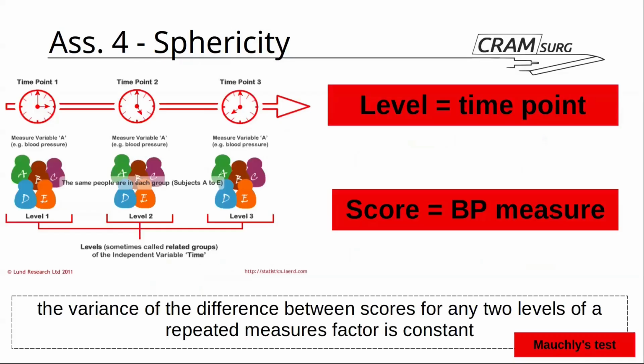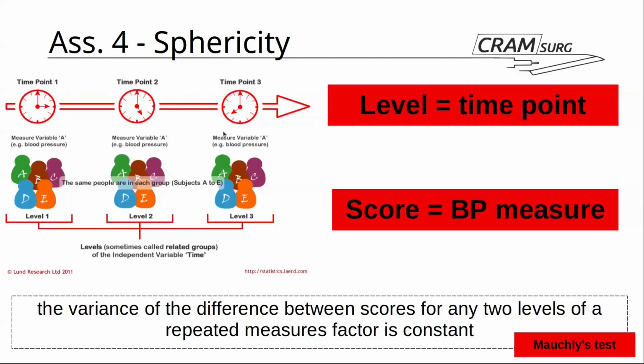Now, when we talk about sphericity, we need to look at the difference between scores, so in this case, the value of the blood pressure between the different levels. So if we measure a blood pressure at time point 1 or level 1, as it is highlighted here, and then we measure at level 2 and then at level 3, we then have to calculate the difference between the score at time point 1 and the score at time point 2, the score at time point 2 and the score at time point 3, and the score at time point 1 and the score at time point 3.